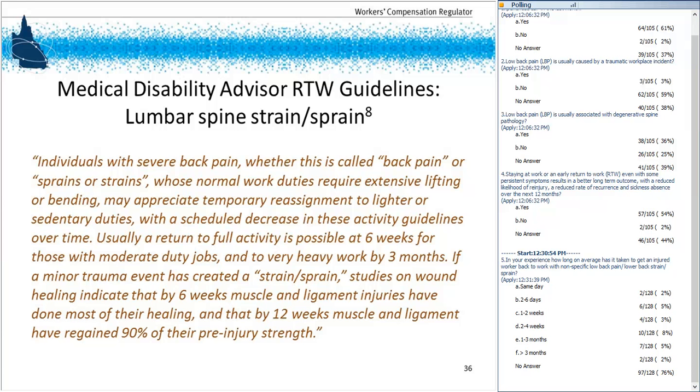Usually a return to full activity is possible at 6 weeks for those with moderate duty jobs and to very heavy work by 3 months. And this is the interesting thing. If a minor trauma event has created a strain or sprain, studies on wound healing indicate that by 6 weeks, muscle and ligament injuries have done most of their healing, and that by 12 weeks, muscle and ligaments have regained 90% of their pre-injury strength. So I think these guidelines are fairly clear.